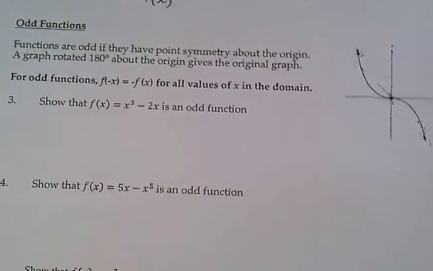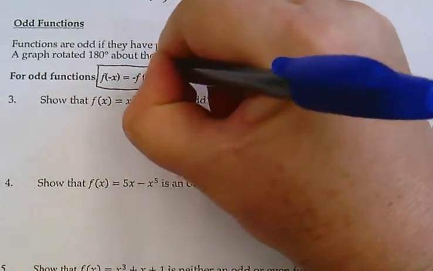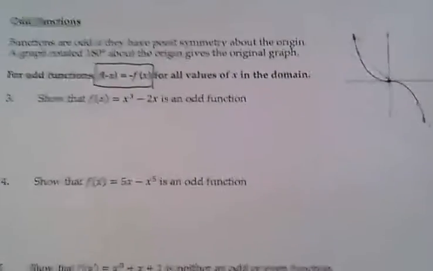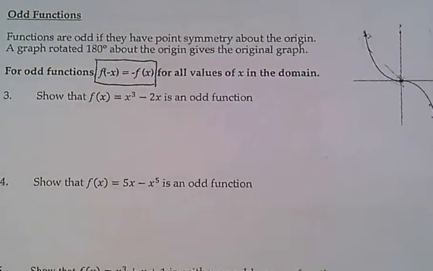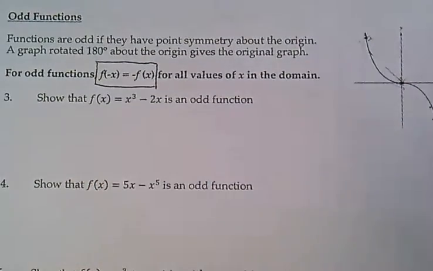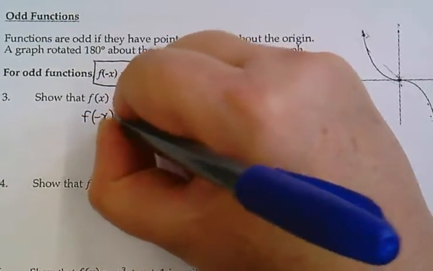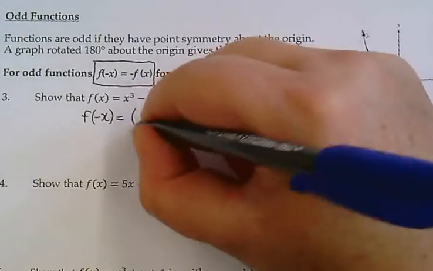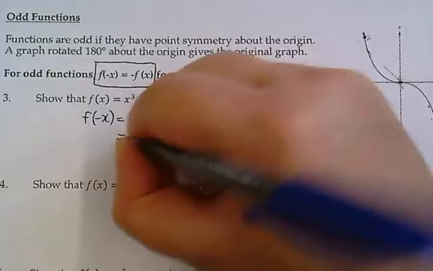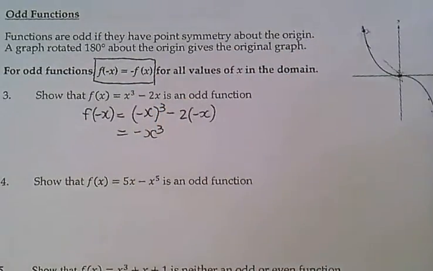Okay? All right, now also, just be careful here. For odd functions, the function of negative x equals negative function of x. So, show that this function of x equals x cubed minus 2x is an odd function. So let's have a look at function of negative x. Okay? So isn't that negative x all cubed minus 2 times negative x, which is what? What do you get? Negative x cubed plus 2x.